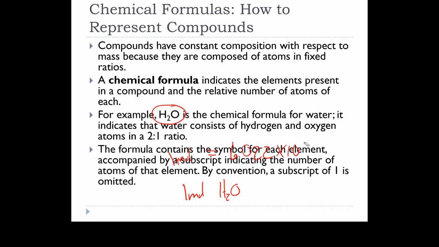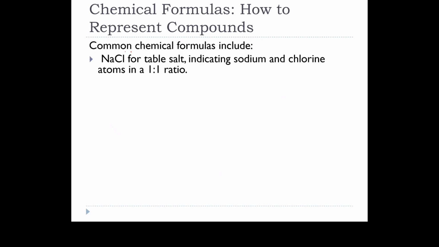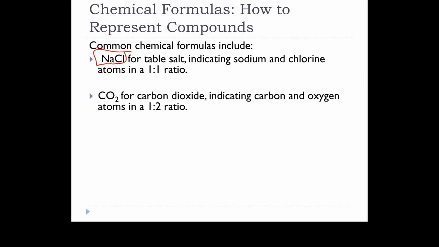All right, so again, the way we write these compounds down is we write the symbols for the atoms that comprise them, and then we use a subscript to show how many of those atoms are there. If there's only one atom there, we don't write a 1, right? We leave that subscript off. So here is table salt, sodium chloride, carbon dioxide. You guys told me that one earlier.